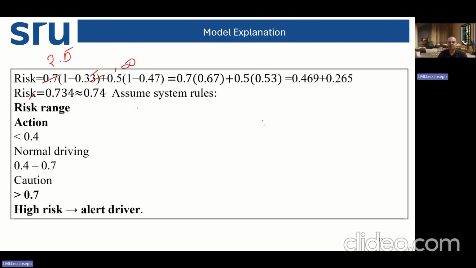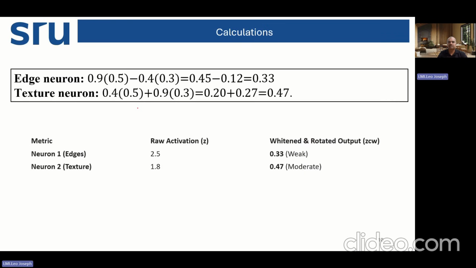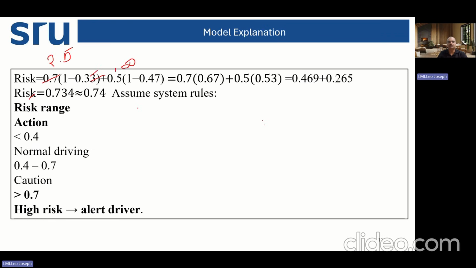So 0.74 means, as per the rules, 0.7 means a high risk factor. High risk factor means the normal driving is not suitable. That is, a risk range of less than 0.4 means it is normal driving, and 0.4 to 0.7 means we have to give a caution as per the system rules. So it is greater than 0.7. So the system will alert the driver: after this particular area you cannot drive normally, the focus is very poor, so please make an alternate plan. Like that it will inform the driver.